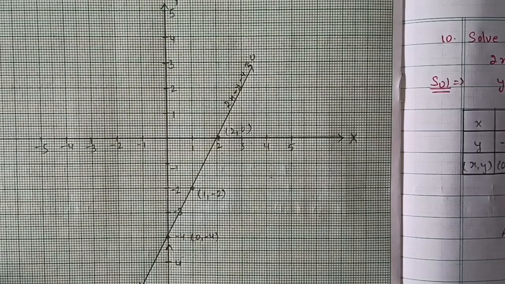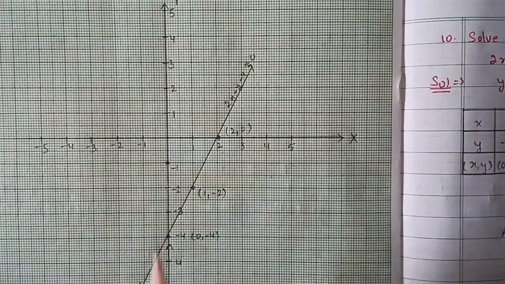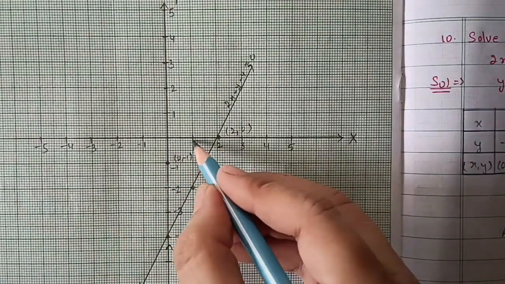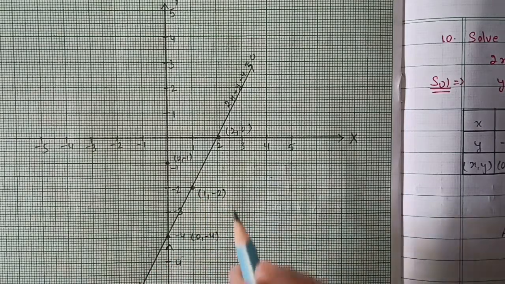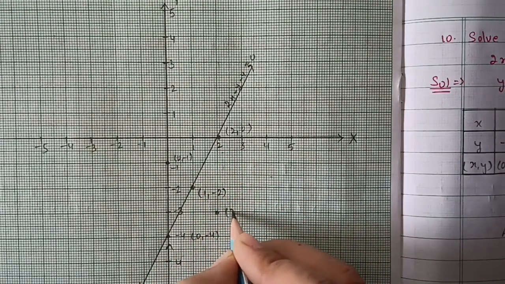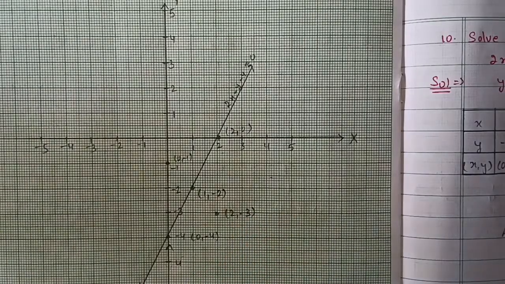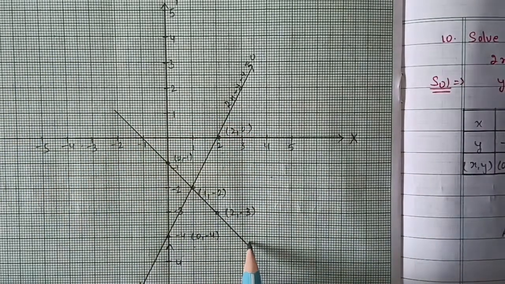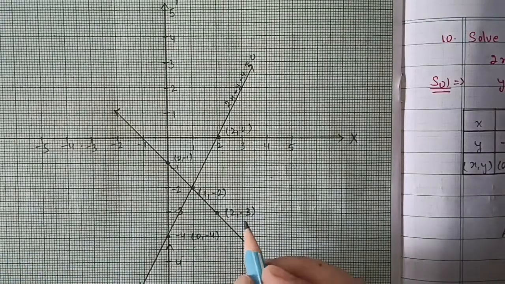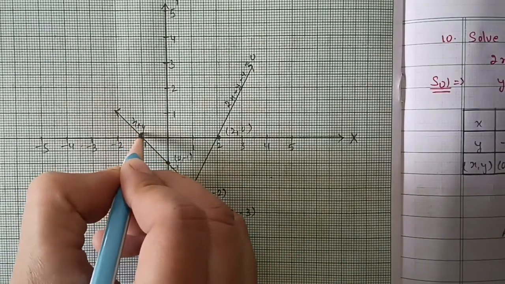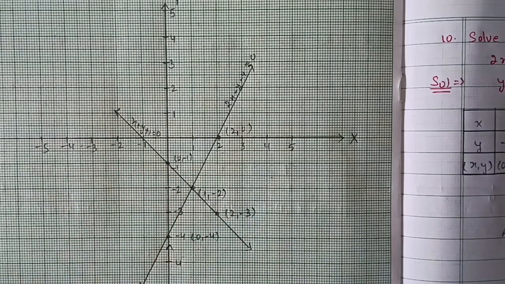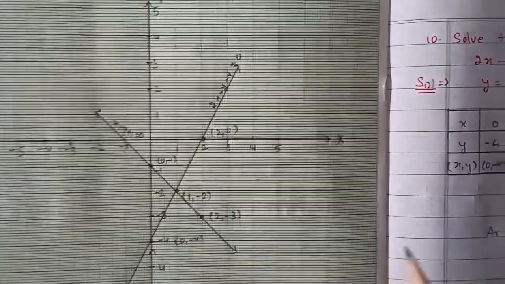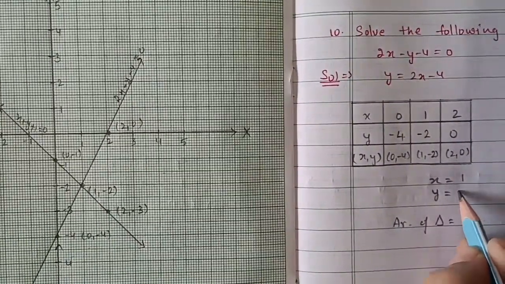For the second equation, first point we have 0 comma minus 1. Second point we have 1 comma minus 2. This is the second point. And third point 2 comma minus 3. This is for x plus y plus 1 equal to 0. So here intersection points we are getting 1 comma minus 2. X value is 1 and y value is minus 2.